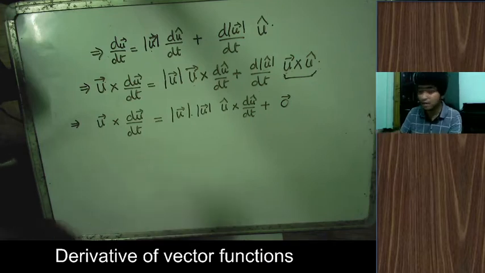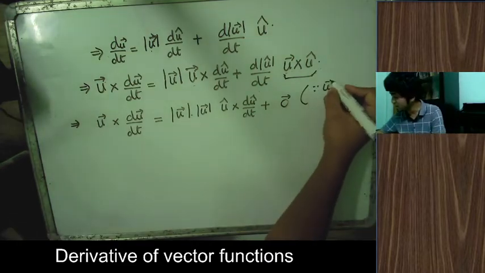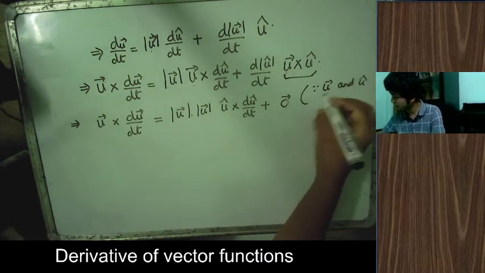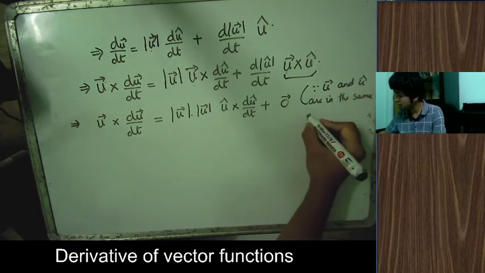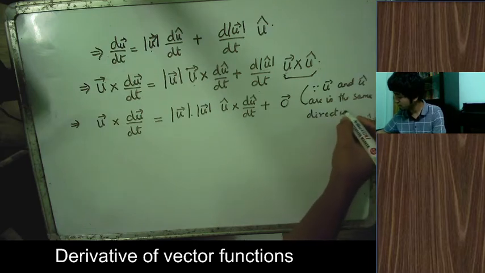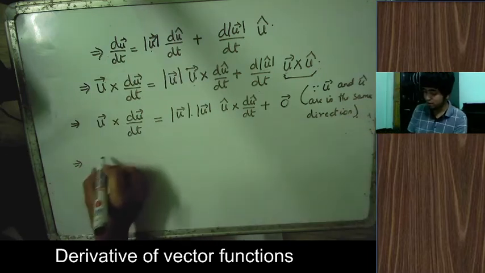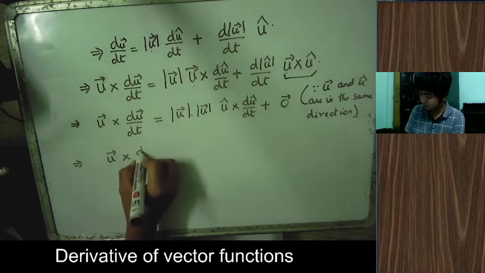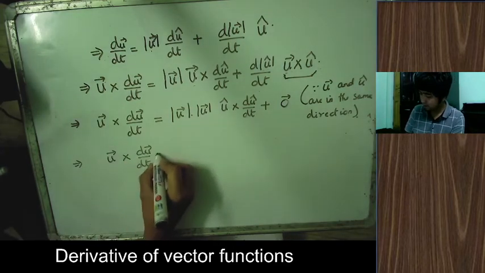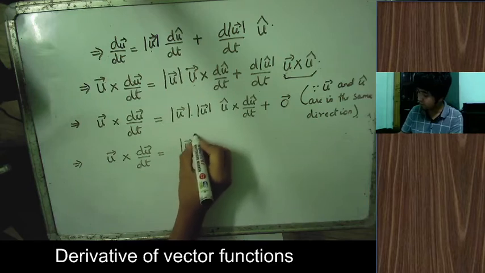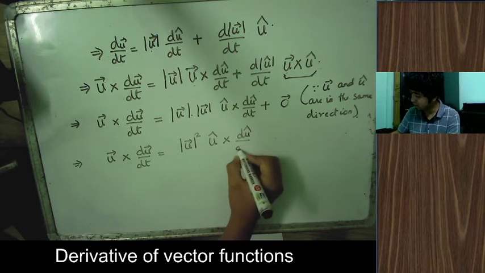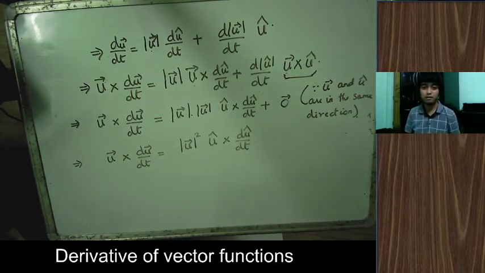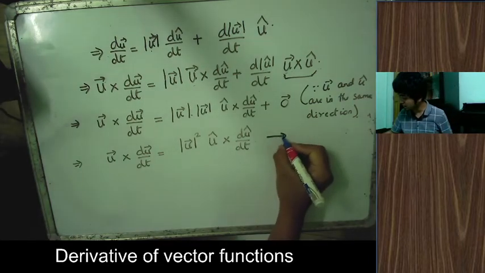The reason is that u and u cap are in the same direction. So you will be having magnitude u squared times u cross d u cap dt. This is what we are having, and name this one as equation 1.